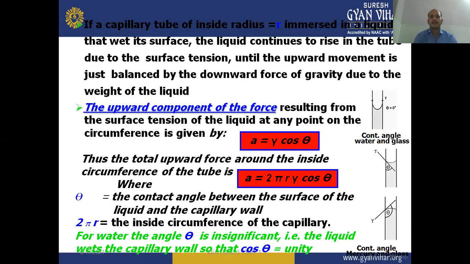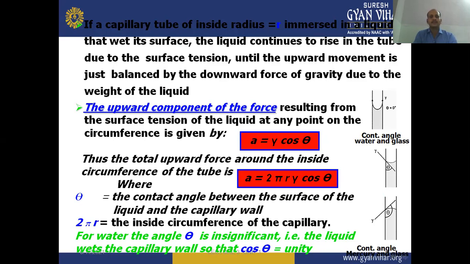So now mathematically we can try to find out the formula for measurement of superficial or interfacial tension. If a capillary tube of inside radius r is immersed in a liquid that wets its surface, the liquid continues to rise in the tube due to the surface tension until the upward movement is just balanced by the downward force of gravity due to the weight of the liquid.